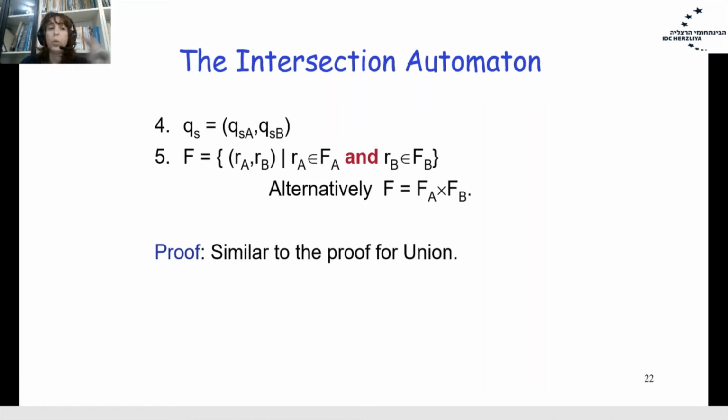So now, to accept the word, we need automaton A to finish reading it in an accepting state, and also automaton B to finish reading it in an accepting state. To prove that the language LM equals L1 intersection L2, we do the same proof as we did before, just changing the definition of union to intersection.